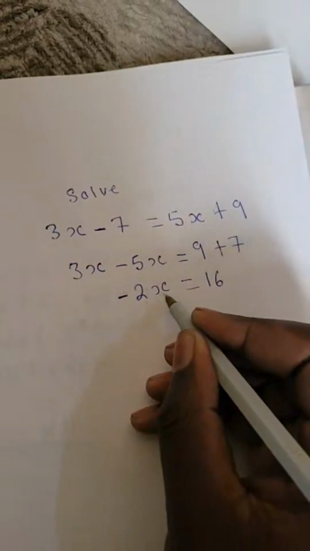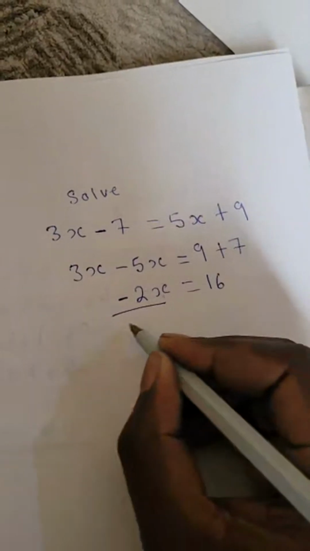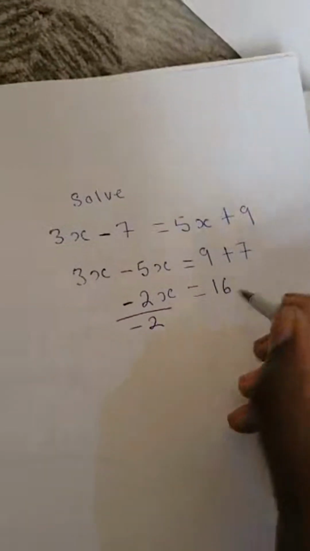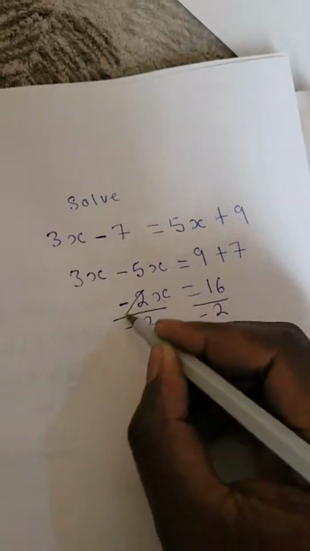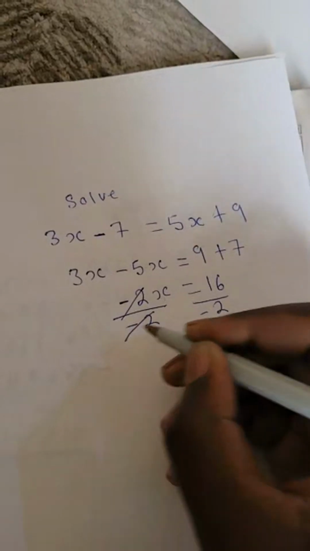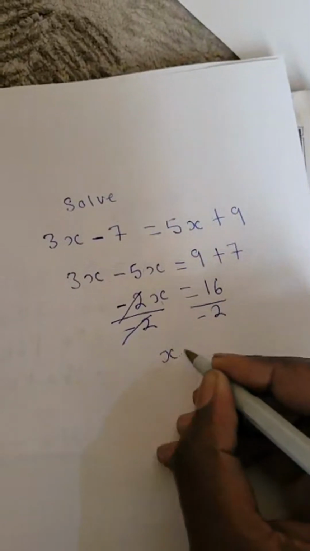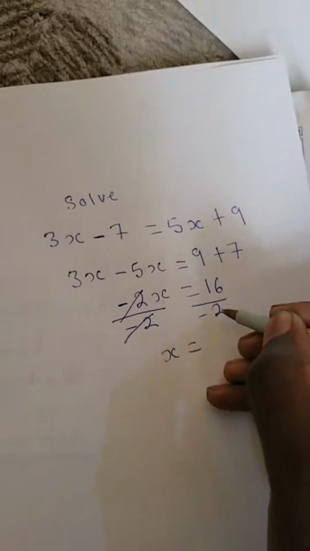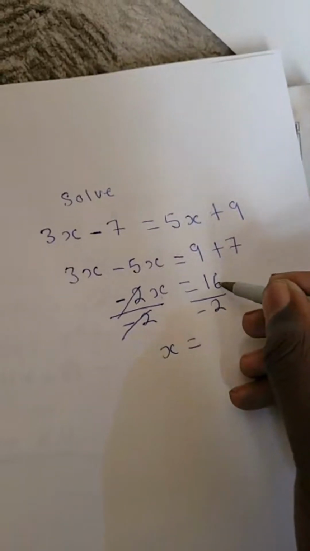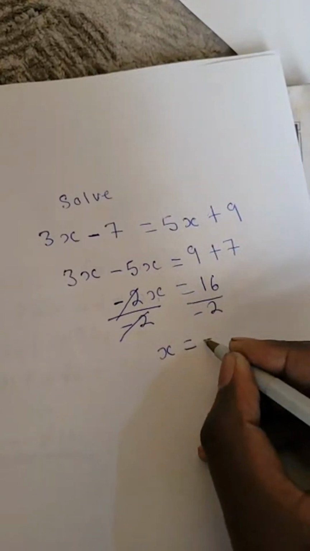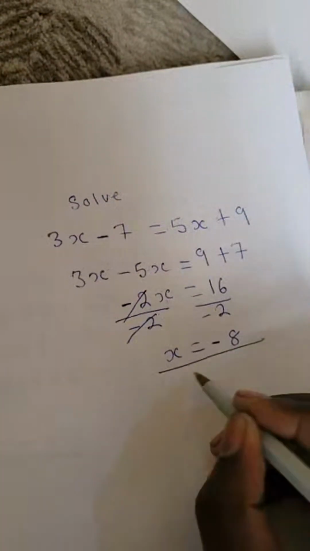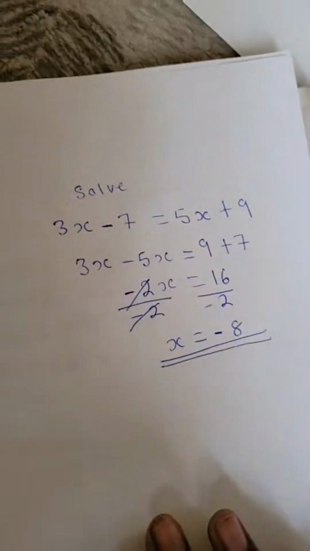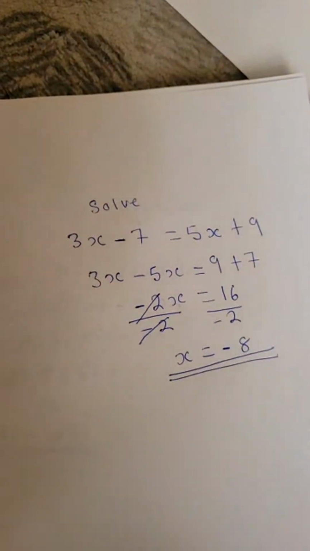So we want to find the value of x. So we are going to divide by negative 2 and negative 2 to both sides. So then negative 2 and negative 2, they cancel each other. So x is equals to 16 divided by negative 2. We get negative 8. That's the value of x, guys.